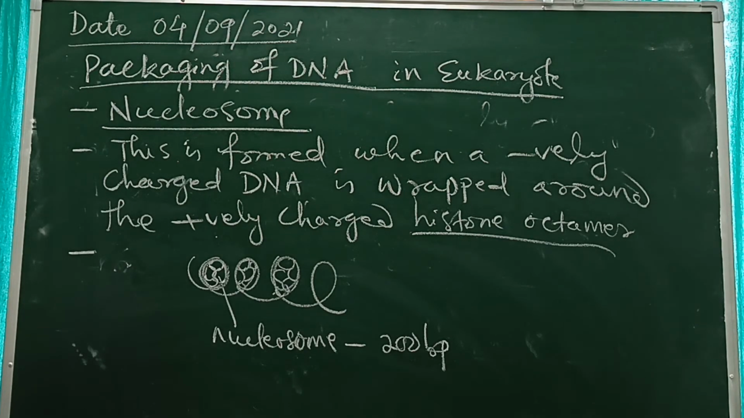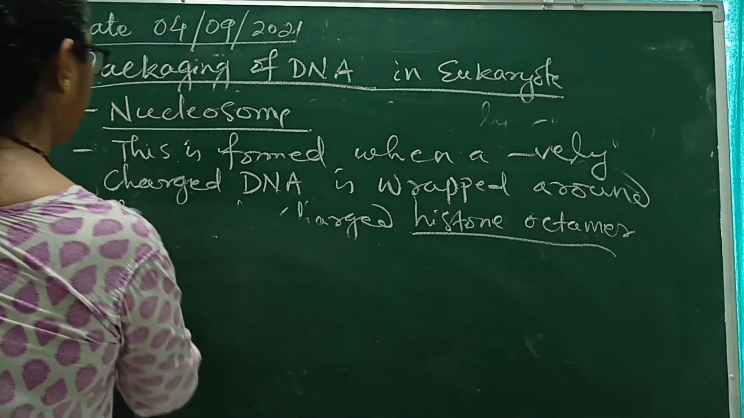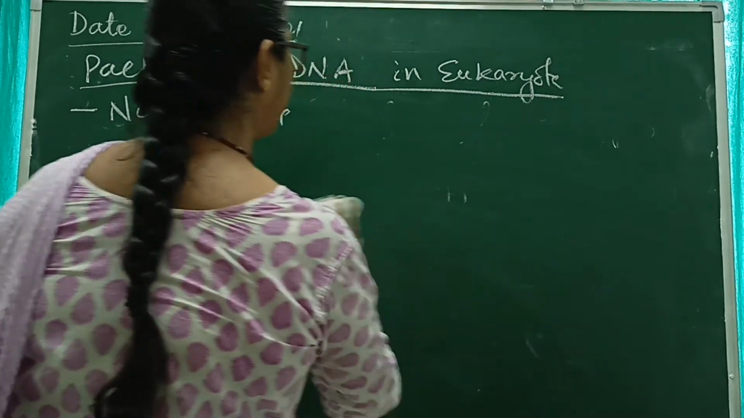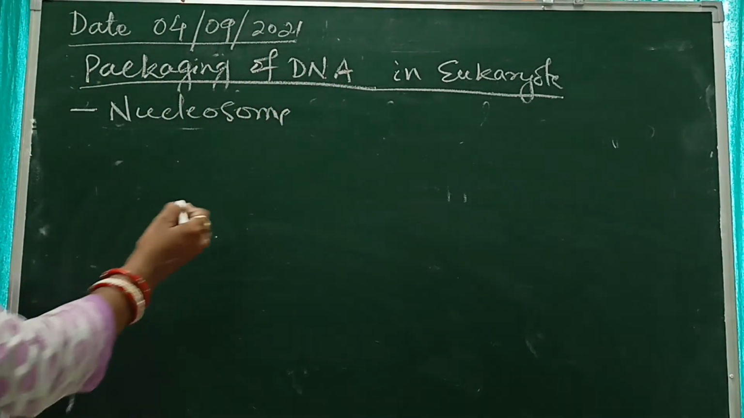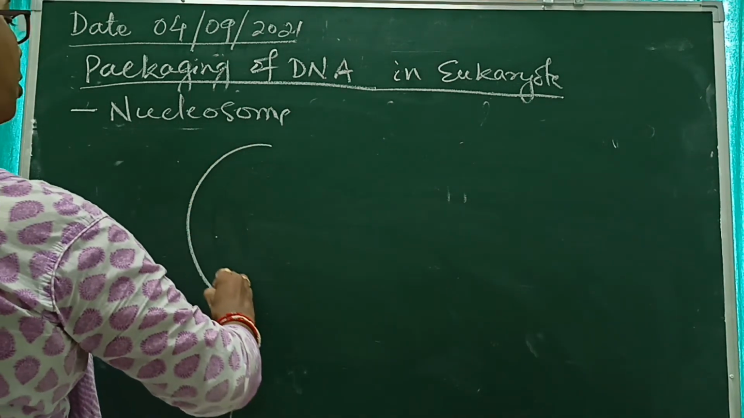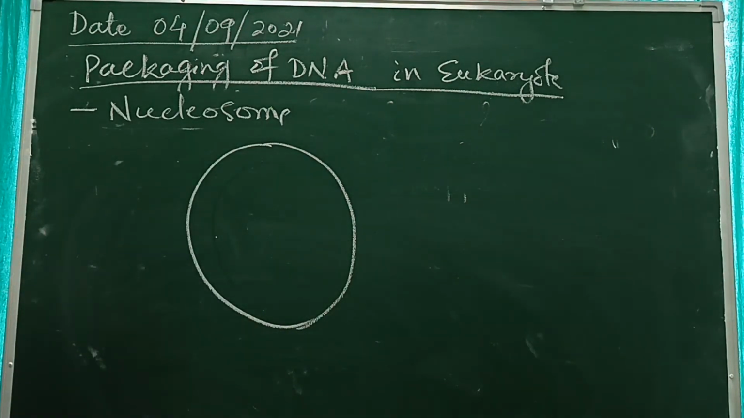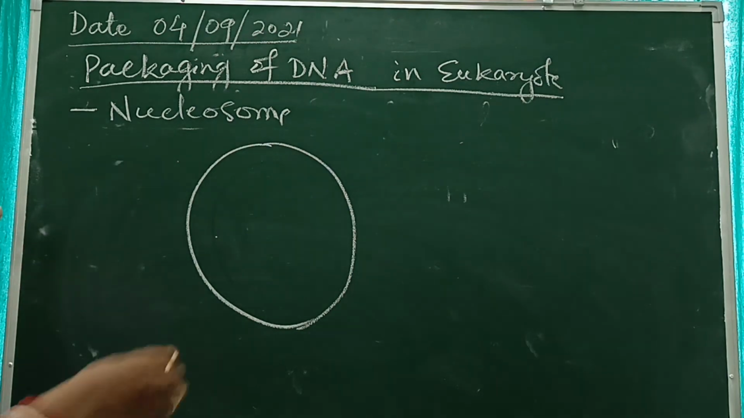Okay, so this can be visible under the electron microscope only. So now let me draw the structure of a nucleosome. How does a single nucleosome look? This diagram is very important, children, from the examination point of view. Okay, you must practice this diagram, and also how this packaging unit is formed, that also you have to practice.